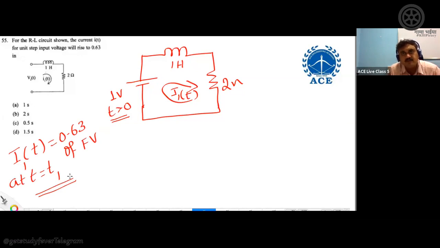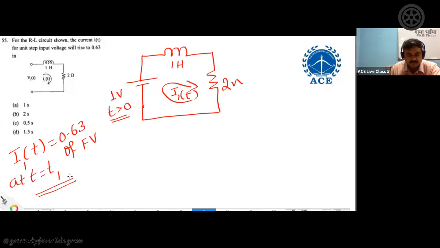63% of which value, initial value or final value? Final value. How can you tell? Because the inductor current will be rising. When you connect a DC source and steady state occurs, the inductor becomes a short and you have a constant current flowing in the circuit. That means it takes some time to reach steady state. So which time do you have to consider? The time where the inductor is reaching 63% of the final value. That is what is meant by 0.63 here. I hope it is clear.